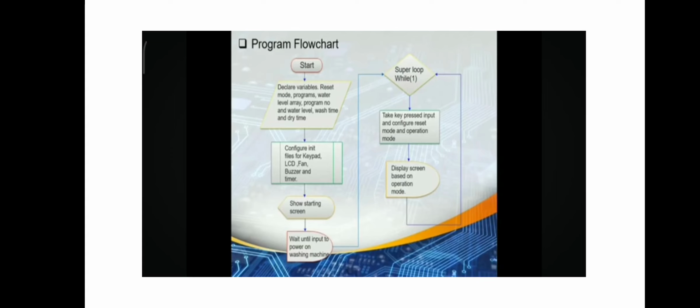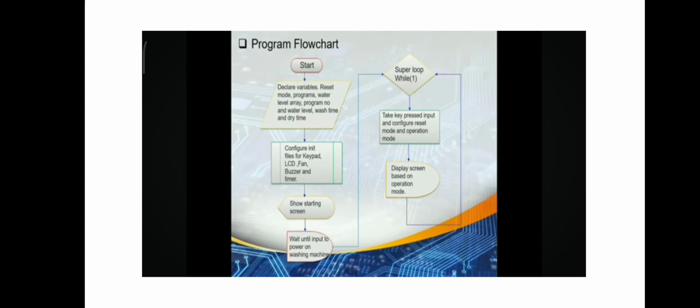And the next one is the program flowchart. It starts the flowchart. First, we have to declare the variables: reset mode, programs, water level array, program number, water level, wash time and dry time. And the next one is, we have to initialize the peripherals, like keypad, LCD, fan, buzzer and timer. First, we initialize the LCD to display the program. Keypad for input, display, and fan for washing, rinsing and drying.